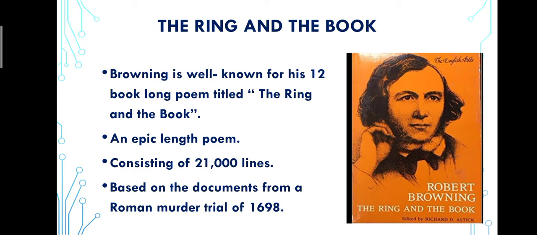So The Ring and the Book is an epic length poem of 21,000 lines. The poem was published in 4 installments in the years 1868 to 1869. This poem is based on the documents from a Roman murder trial of 1698. So this is a 12-book poem, out of which 10 are dramatic monologues. So this poem gives the narrators' varied perspectives on the case of that murder trial of 1698. So this is about the poem The Ring and the Book.